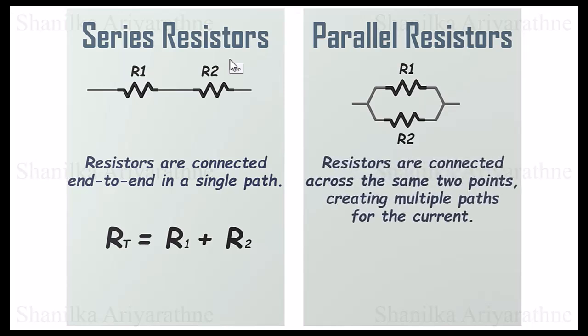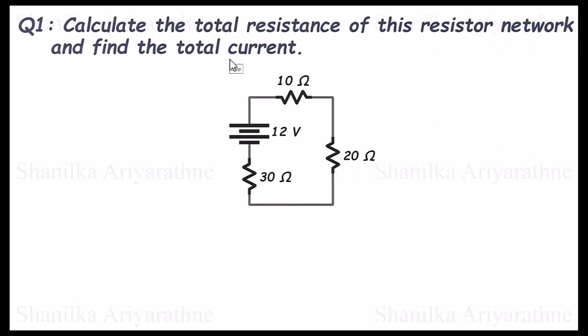Parallel resistors are connected across the same 2 points, creating multiple paths for the current. The total resistance of a parallel connected resistor network is found using the reciprocal of the sum of the reciprocals of the individual resistances. Let's solve a few circuits to help you gain a good understanding of how to use these concepts. Calculate the total resistance of this circuit and find the current drawn from the battery.